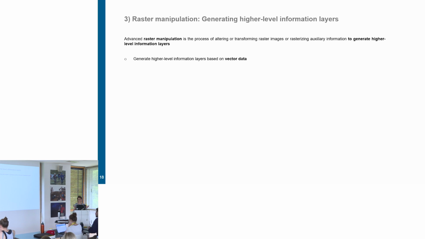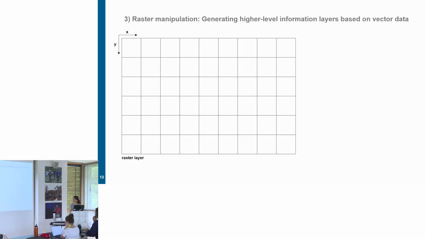You can do that in different ways. You can generate higher level information layers based on vector data. You can generate this based on spatial filtering, and you can also use band ratio. So I will just quickly explain the concepts.